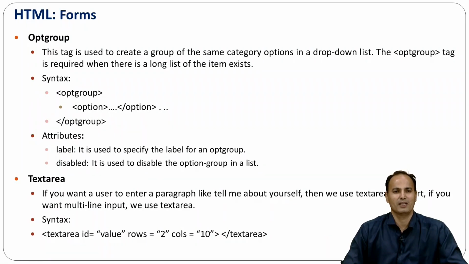Its attributes may be label, okay, to specify the label of the option group, and then after we can also use disabled, which is used to disable the option group in a list.